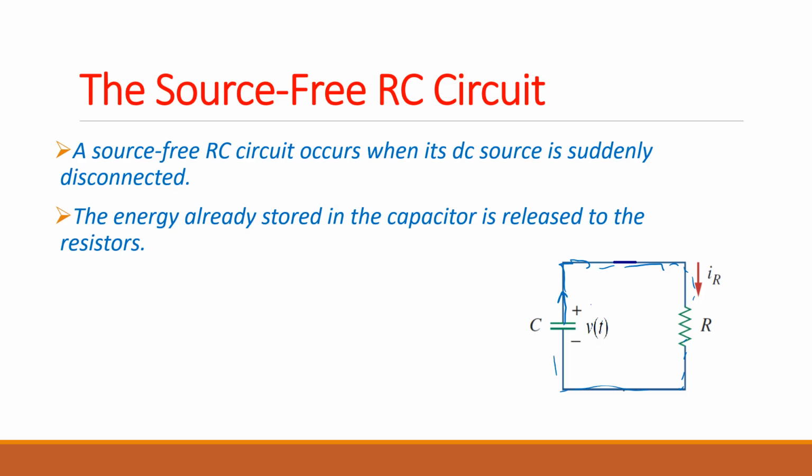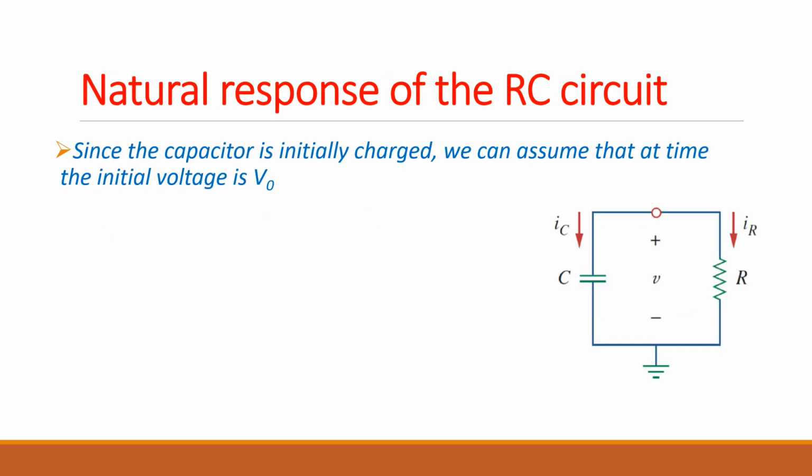So we can write an equation for this one. Since the capacitor is initially charged, we can assume that at time zero the initial voltage is V0. At the beginning this was charged to V0 with a source, and then it is releasing, and after some time this is going to 0 volts. So starting from V0 and going to 0 volts, because when it is fully discharged, there is no voltage across the capacitor. Agree? Because it will be fully discharged.